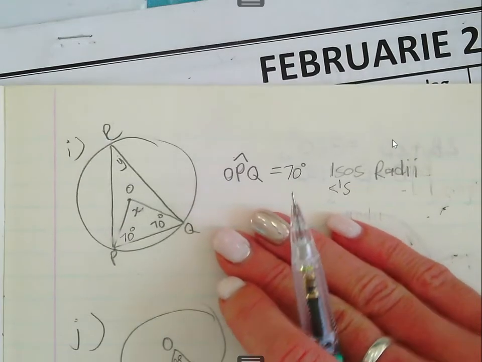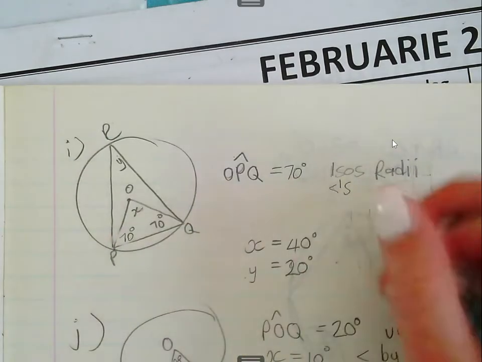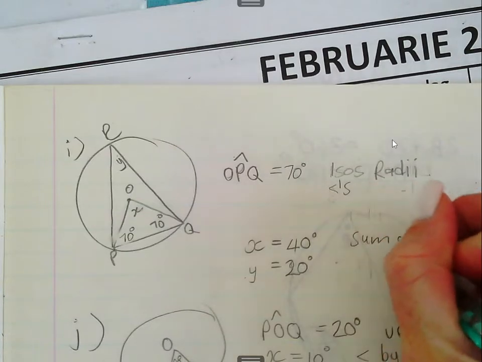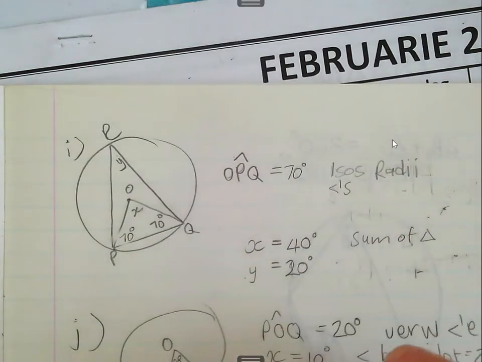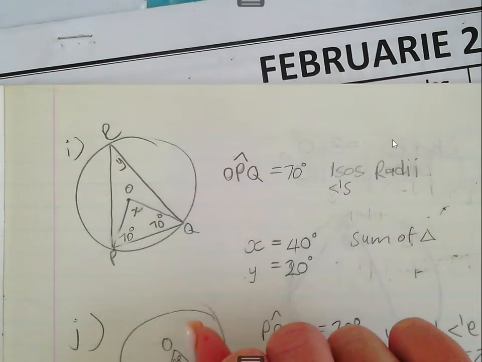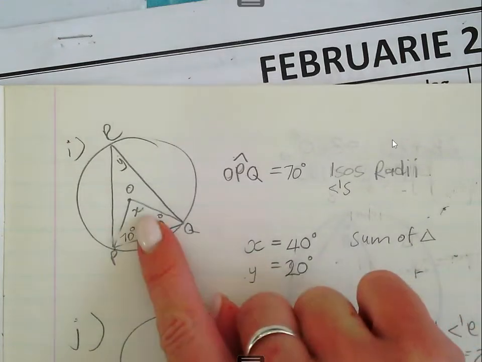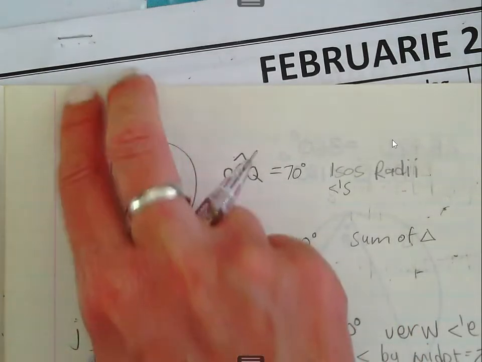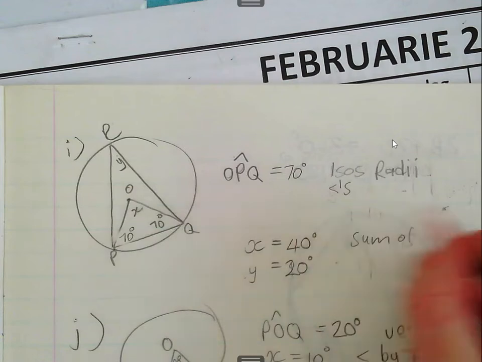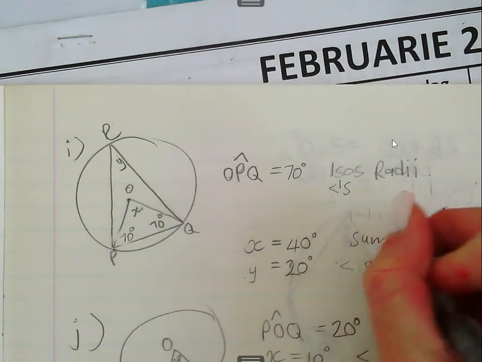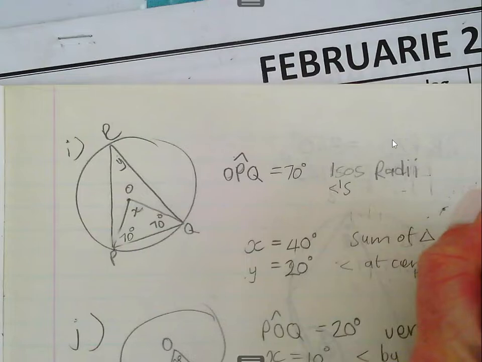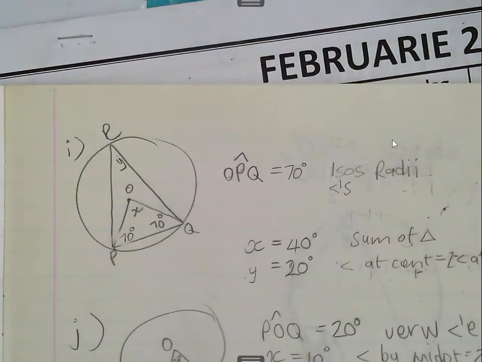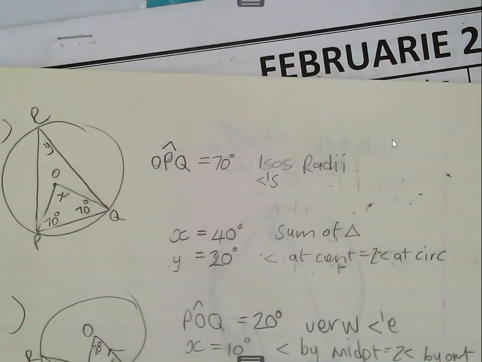Okay, now I can find x, right? It's going to be 40, and my reason will be sum of the angles of a triangle. And once I have x, I can now find y, né? Because x is the angle at the center, and y is the angle at the circumference. So y is going to be 20, angle at the center equal to 2 times angle at circumference. Do you understand? Everyone happy with that?